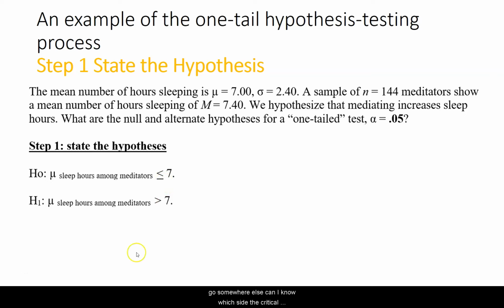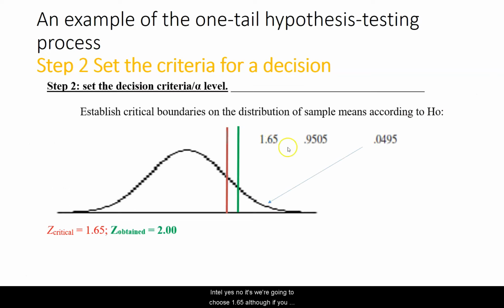Let's go somewhere else. Can I know which side the critical value will be? Yes, it'll be on the right side. My arrow is pointing to the right, no question about it. What is the particular value of that critical value? Can I convert .05 to a 4-digit number? Yes, it's .0500. Is there a number that meets that criterion of putting .0500 in the tail? Yes. Now, we're going to choose 1.65.